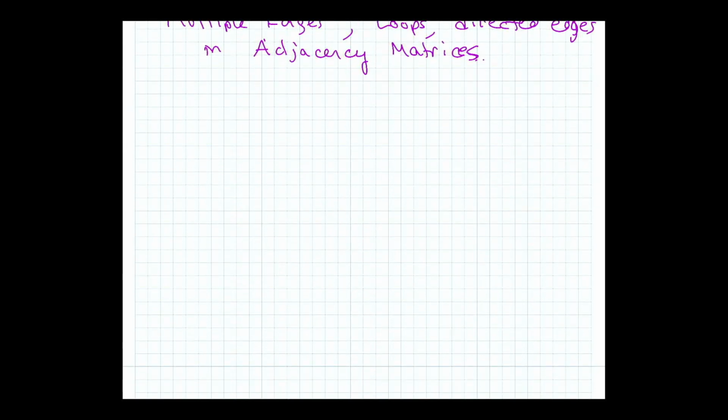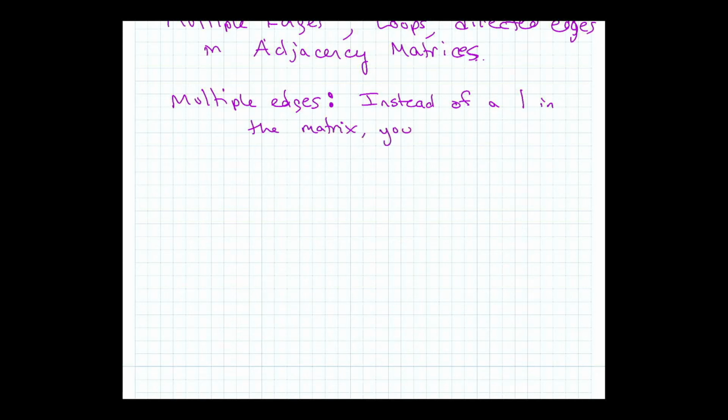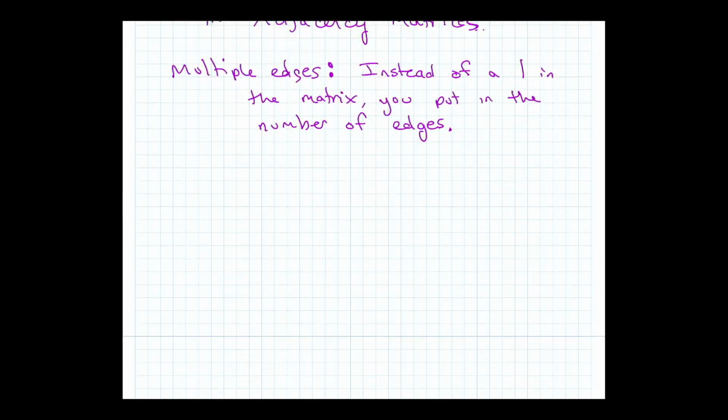So multiple edges is going to be pretty easy. Instead of a 1, you just put the number of edges. So that's easy, right? Instead of a 1 in the matrix, you put in the number of edges. Easy enough. All right, what about loops?